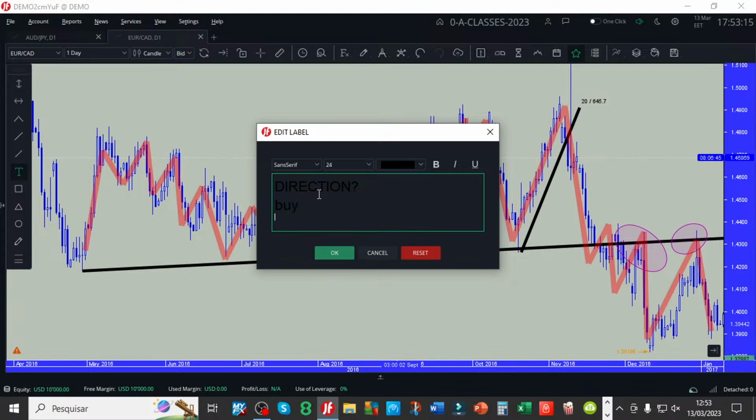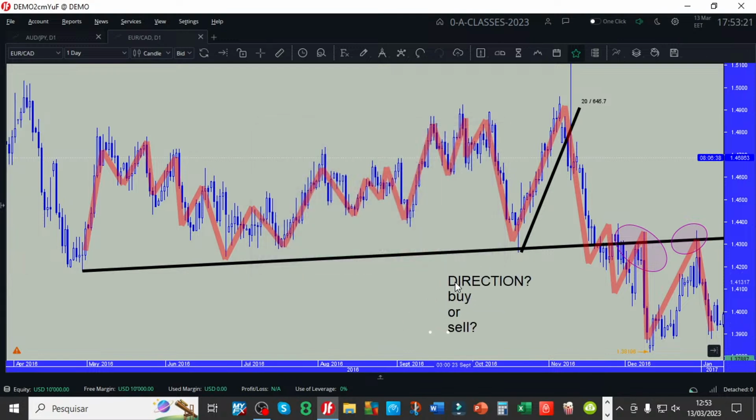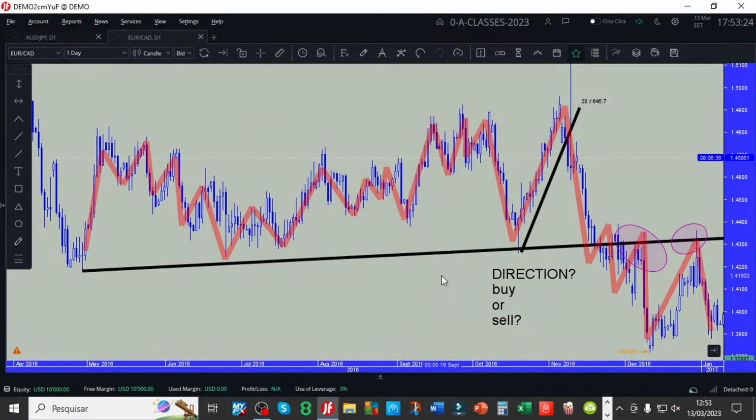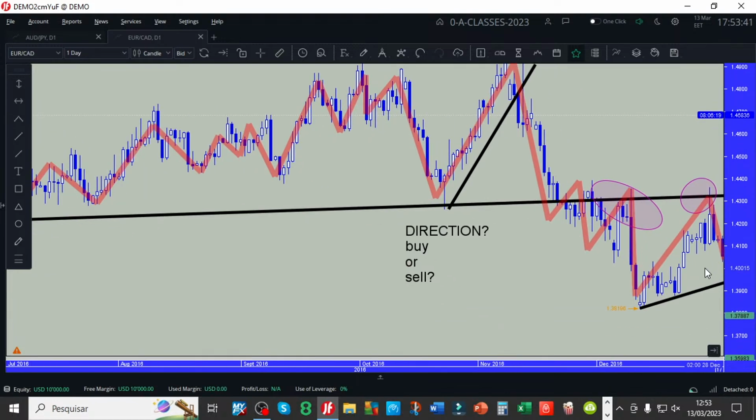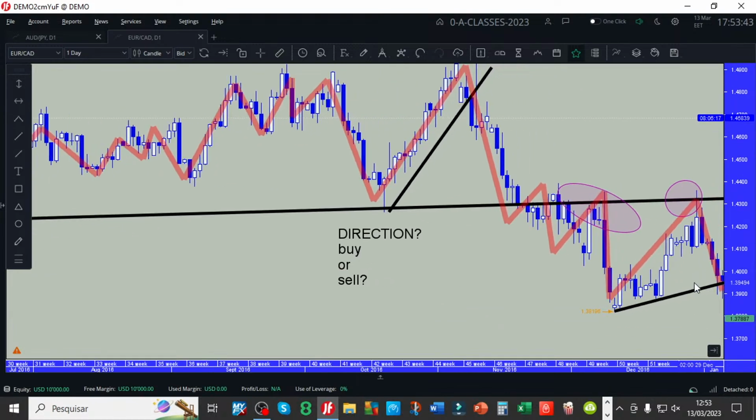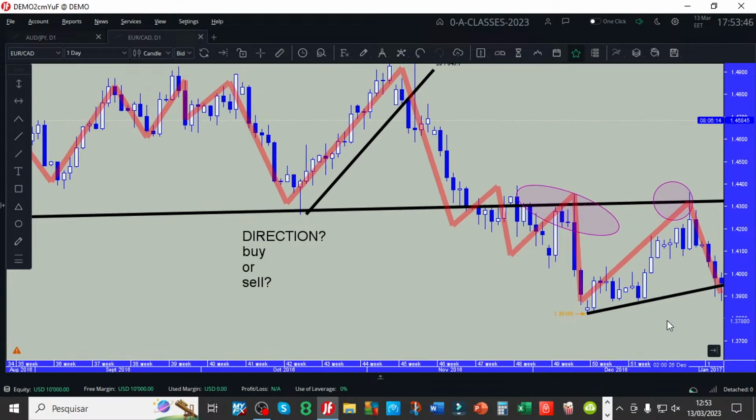Clara, buy or sell? And everybody else too. You see something like this. Are you going to buy or sell the 1 hour, 2 hour, 4 hour chart? And here you have a counter trendline break. It happened already. Counter trendline break. See everybody how this goes?